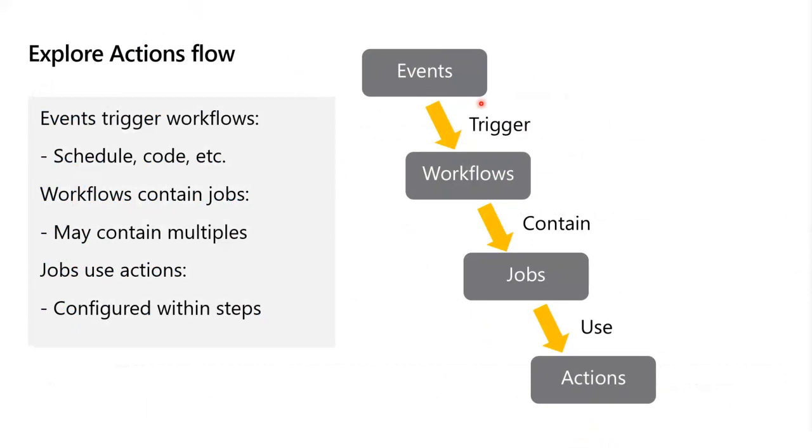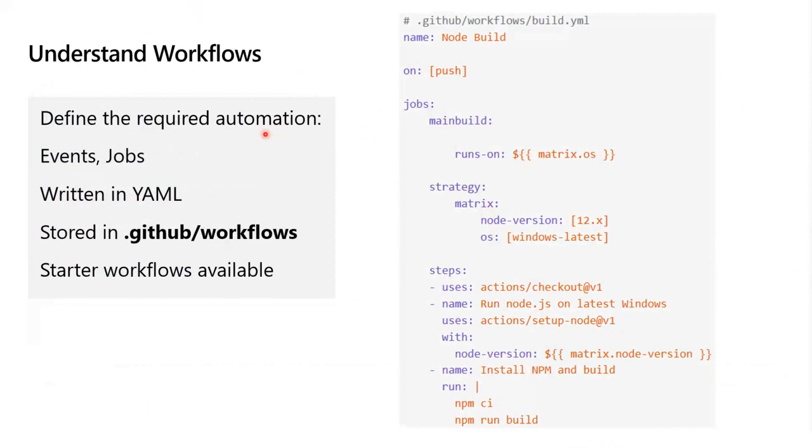So again, what will be the process? You can trigger the pipeline by events within your repository, or you can schedule it, or you can trigger it manually. And again, you will have workflows, you have jobs, and you will have actions. So a workflow is the series of steps that are going to be executed. We can define the required automations such as event jobs written in a YAML file. Normally, this is going to be stored in a folder with the name .github/workflows. And again, you will have all the definition.